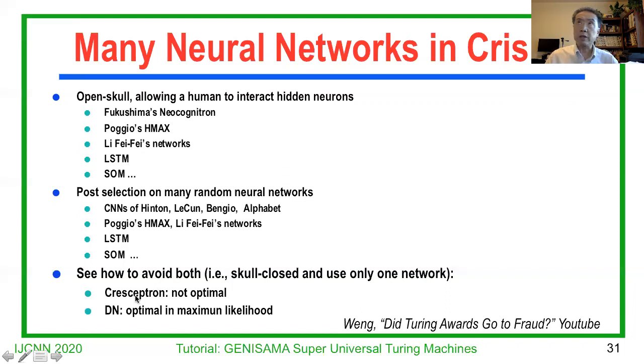And Cresceptron did that. Cresceptron has only one network, grows incrementally, didn't use an open skull, and did not use more than one network. It is optimal in maximum likelihood, all right? So this is a flawed open skull, because the open skull uses human intelligence, not really machine automatic recognition. And this is using the test set like the training set. And how to avoid that? And we talk about the Turing Awards going to flawed work, all right? That's on YouTube.